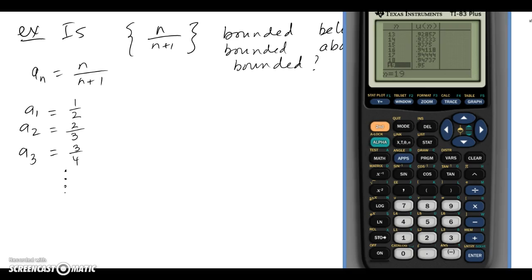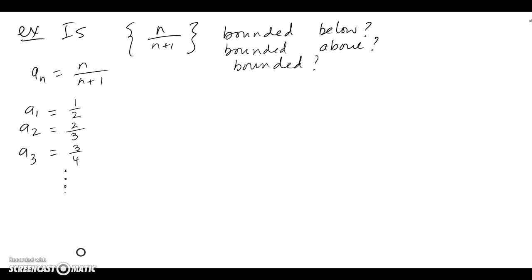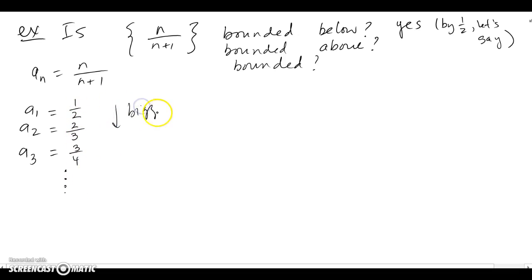The point is, is it bounded below and above is what we want to look at. As we saw, the very first term was a half, and then they got bigger and bigger as we went through the terms of the sequence. So we can say, yes, this is bounded below by a half, let's say. You can say by something smaller, but the very first one was a half, and from there on they kept getting bigger. So below there is something smallest you can choose.